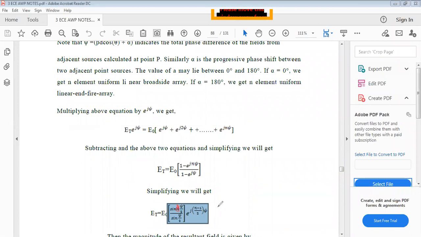And the final resultant field strength of the n element uniform linear array gives us the relation: E naught is the magnitude, into sin n psi by 2 by sin psi by 2. Remember that point. That is also a most frequently asked question in competitive examinations. Okay, that is the final expression.